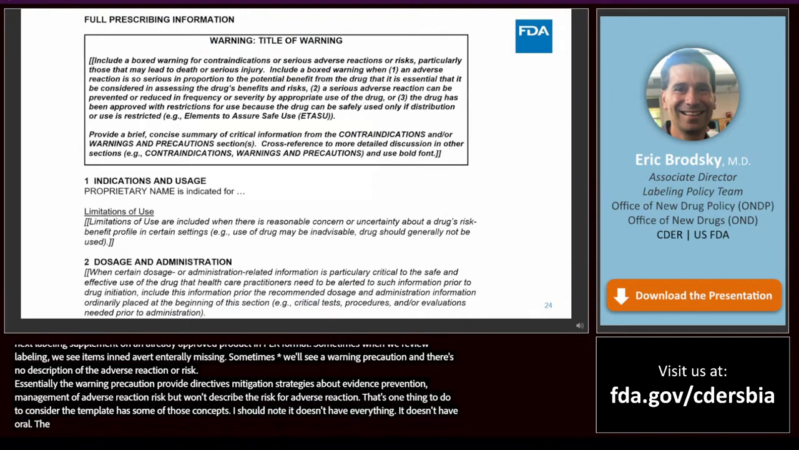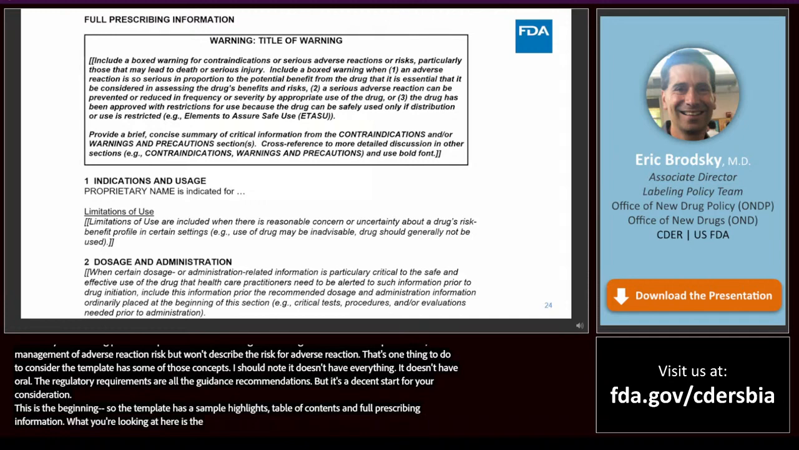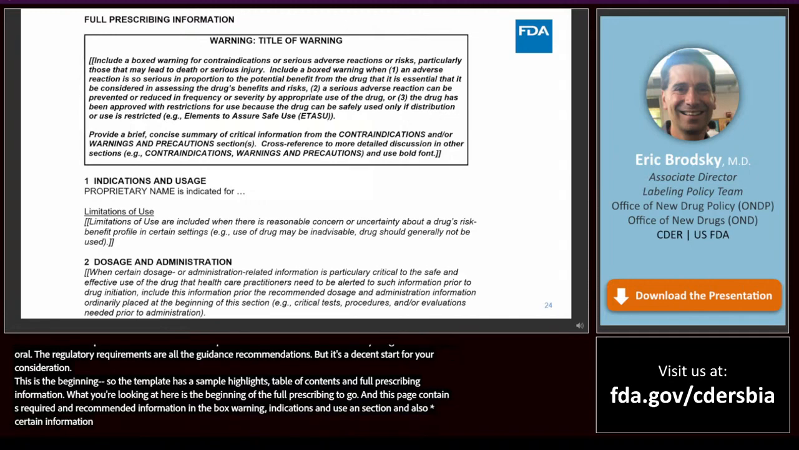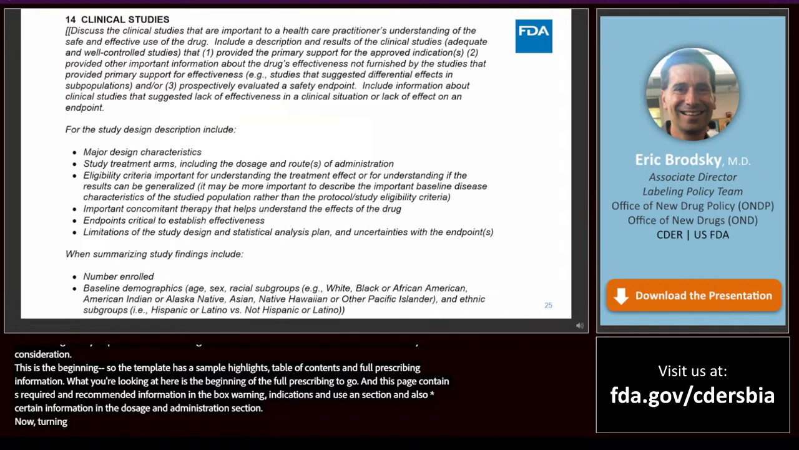The template has a sample highlights, table of contents, and full prescribing information. What you're looking at here is the beginning of the full prescribing information. And this page contains required and recommended information in the box warning, indications and usage section, and also certain information in the dosage and administration section. Now I'm turning further in the template. Here are some items in the clinical studies section of labeling.